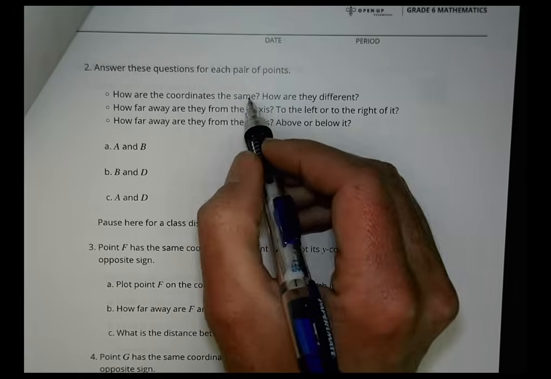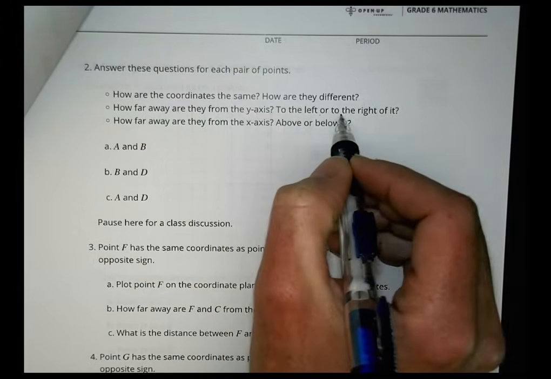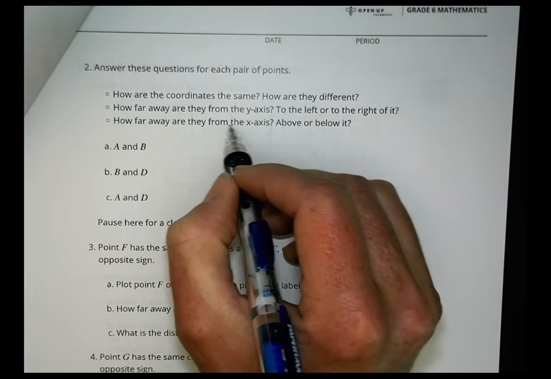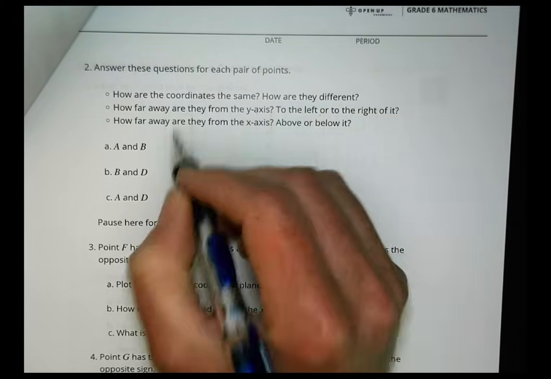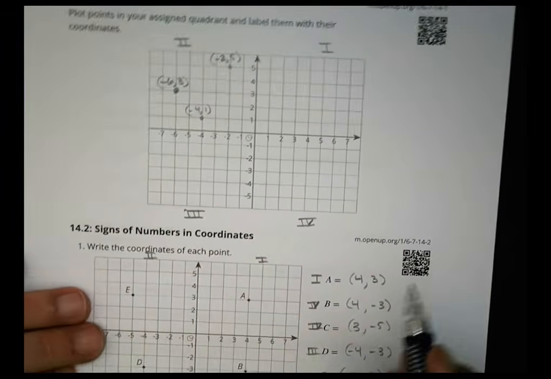How are the coordinates the same? How are they different? How far away from the y-axis, to the left or the right of it? How far away from the x-axis, above or below it? So you look at A and B, for example. How are A and B the same?